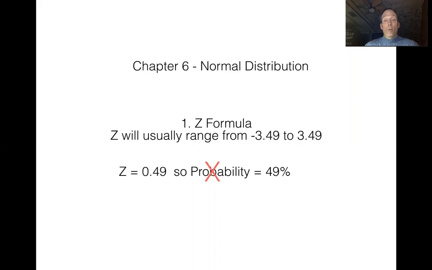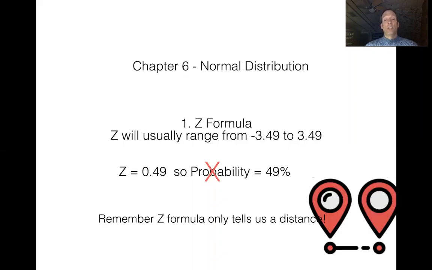Now, why is that wrong? It's because our z formula is only giving us the distance between two different numbers. So to find a probability attached to a z value, we have to use the z tables next. And remember, our z tables only work in terms of less than probability. Now, we talked about more than one z formula. So which are the different z formulas out there, and when do you use which one?